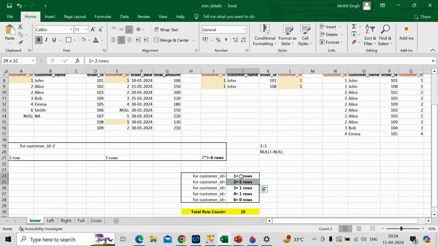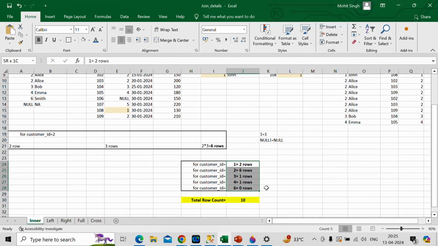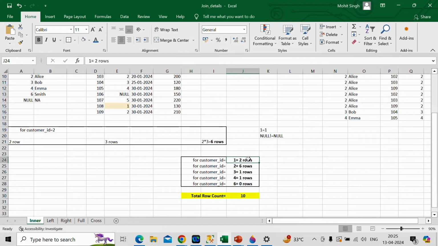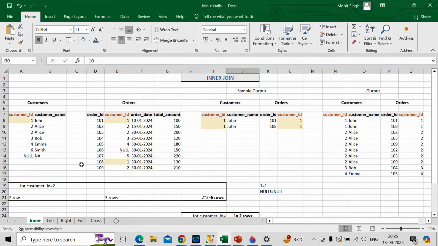And this is the summary of the number of rows we have got in output for each customer ID. So if you add the total records, it will come to 10. Okay. Now one more very important point. Just keep in mind that these two records are extra records. Why? Because for these two records, we did not find any matching record in the orders table. Okay. So these two records are extra records for the left table, which is the customers table.